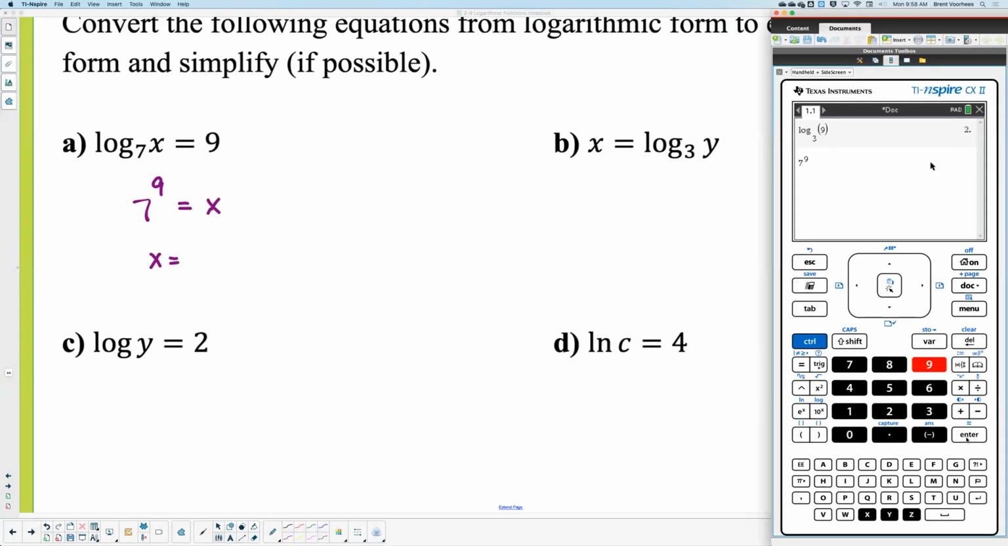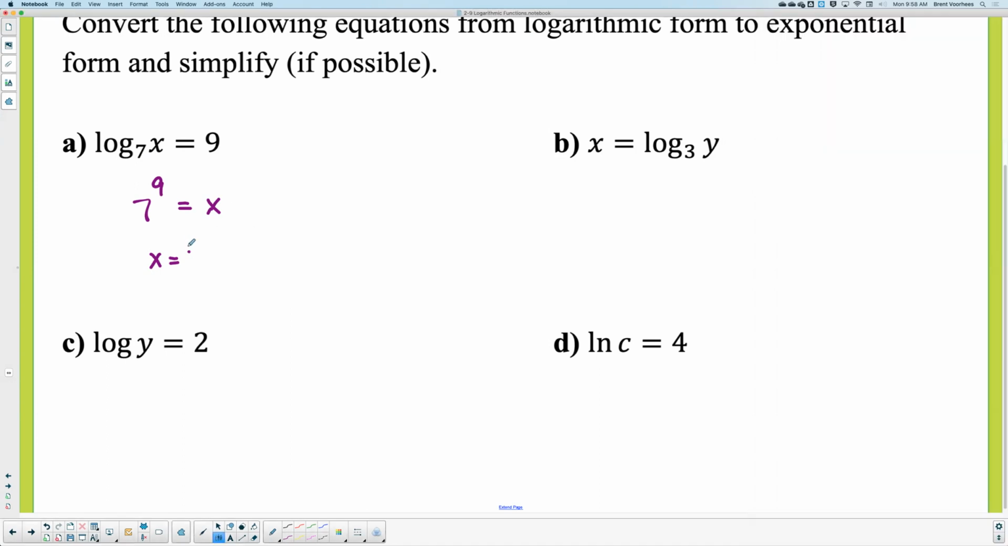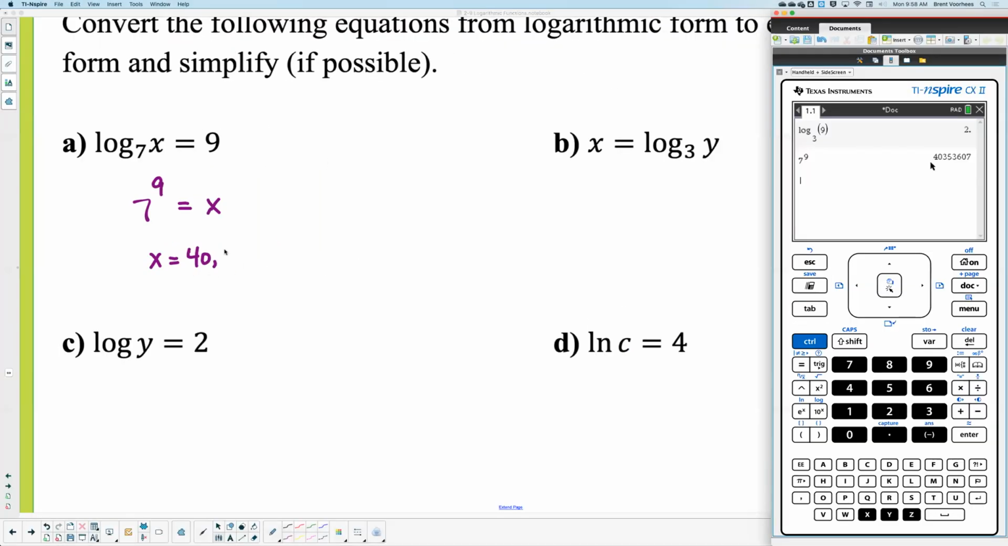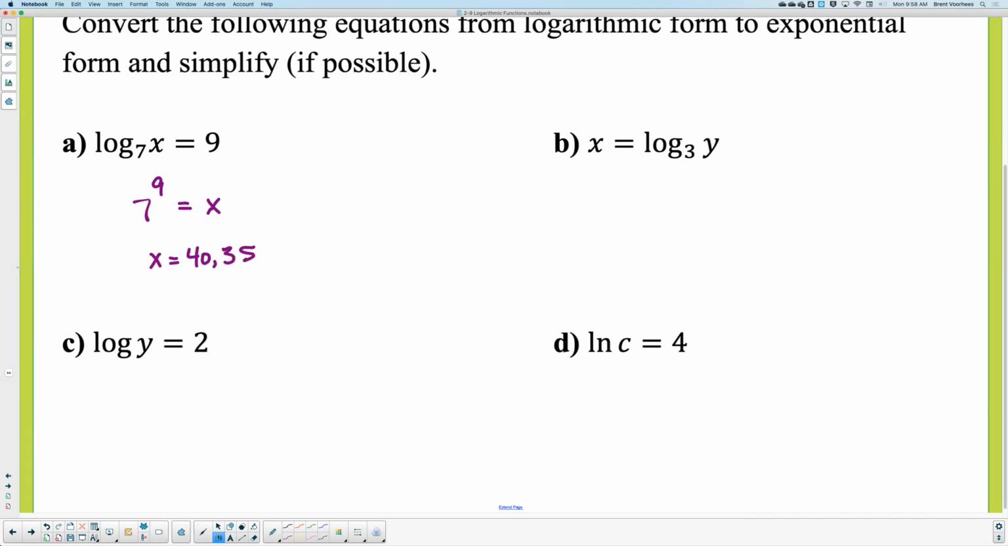All right, I better just type it in so I can get it right. 40 million. Well, it disappeared on me. 353. 607. Wow, large number there.